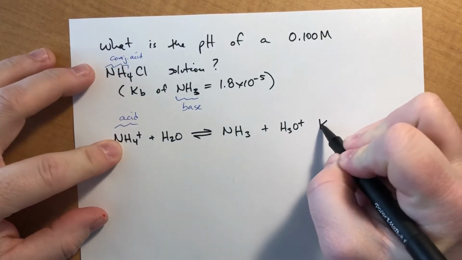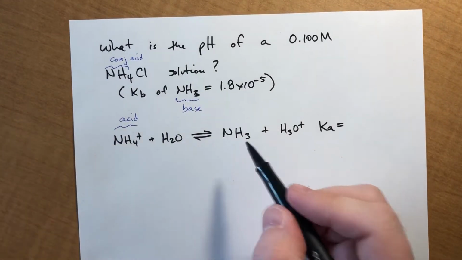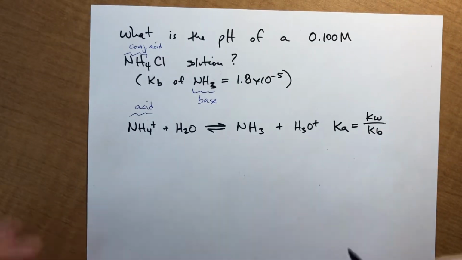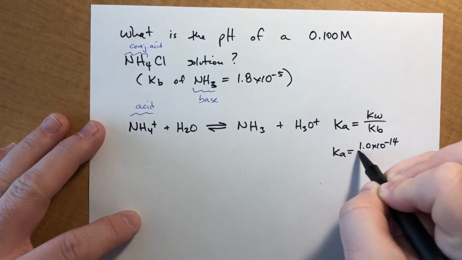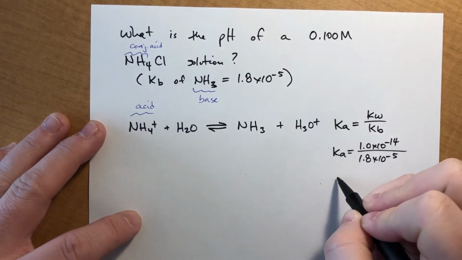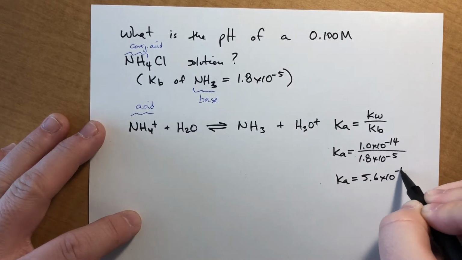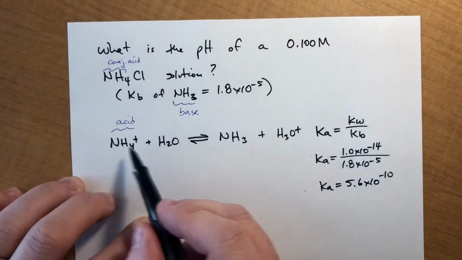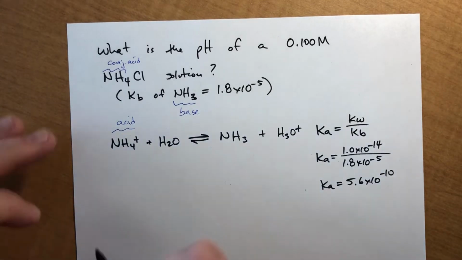Okay, we don't have that. But we do have Kb of this, and these are a conjugate acid-base pair, so Ka is basically going to be Kw divided by Kb. So to solve for Ka, it's going to be 1.0 times 10 to the negative 14th over 1.8 times 10 to the negative 5th, and by absolute coincidence, it's exactly the same number as the last problem. And that's okay, it is what it is. So now we have an acid equation, we have a Ka, we can just treat the rest of it like a regular problem.